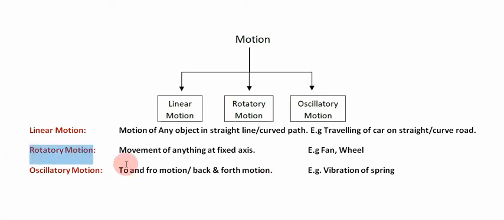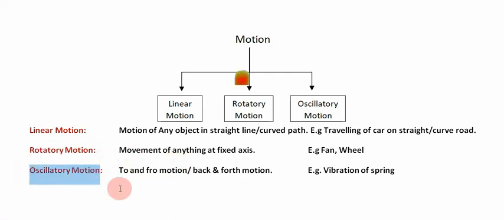Second one is rotatory motion. Rotatory motion is defined as the movement of anything around a fixed axis. We can take the example of a fan or wheel, fix the axis and move it around. If we take the example of a fan, the fan is rotating about a fixed axis which is not moving, which is in a stationary position, and only the wings are moving around that axis. So that is called rotatory motion.